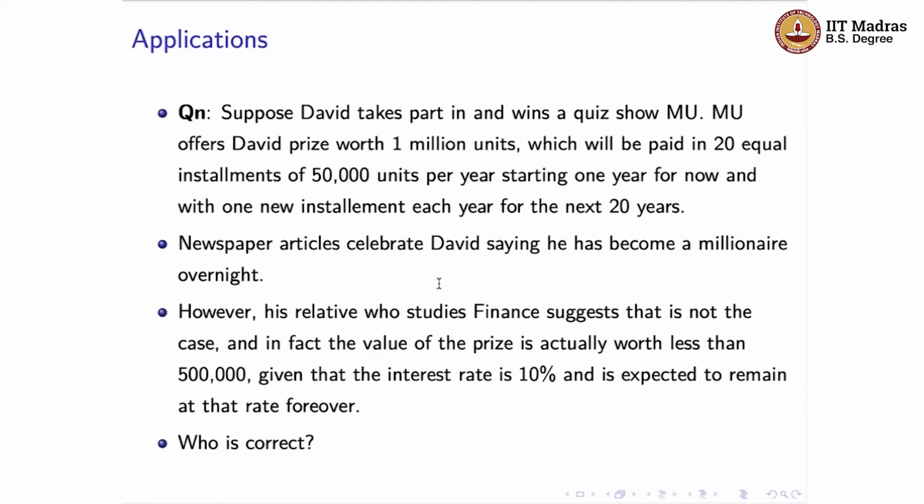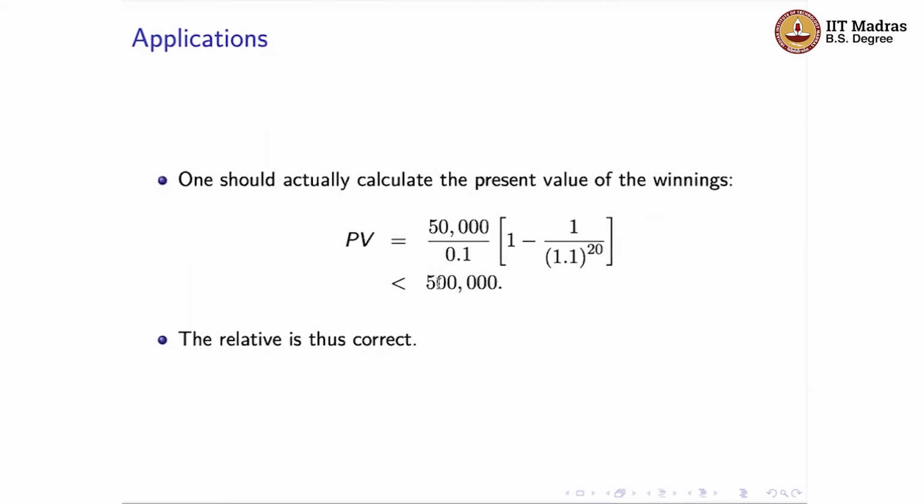So one question is, who is correct? Are the newspapers correct, or is the relative correct? Well, in order to answer this question, we need to actually calculate the present value of winnings, right?